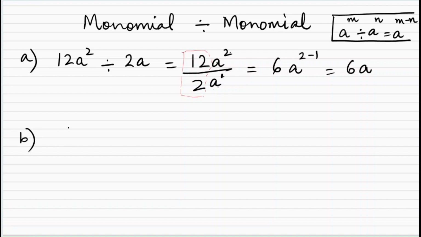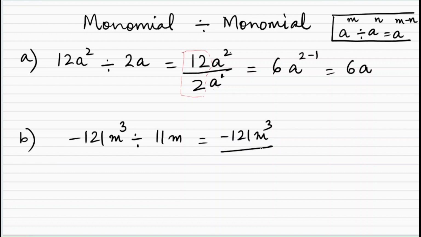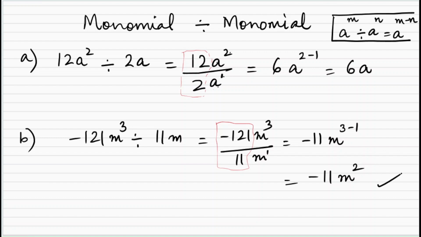Second example, minus 121 m cube divided by 11m, which is equal to negative 121 m cube over 11m. What is negative 121 divided by 11? It is equal to negative 11. You can use the calculator also, or if you know that 11 times 11 is 121, that is good. Now, what about the variable part? What is the exponent in the denominator? It's 1. So it's m. The bases are the same, they are being divided, so the exponents will get subtracted. So 3 minus 1. Our answer is minus 11 m squared, since 3 minus 1 is 2.